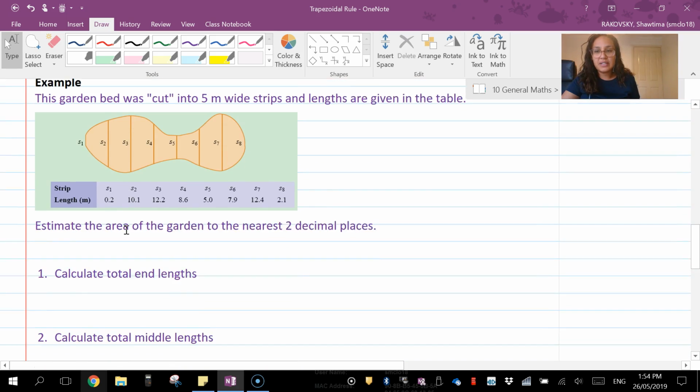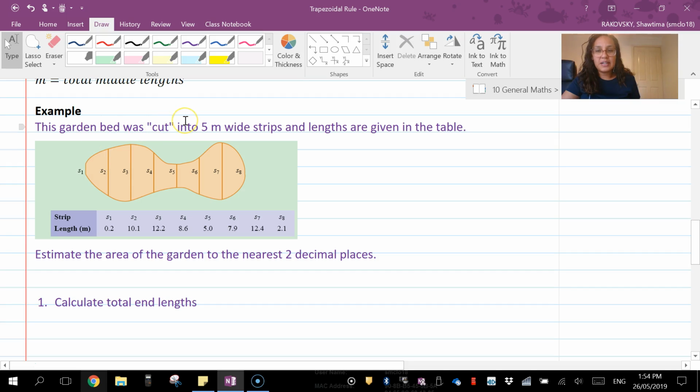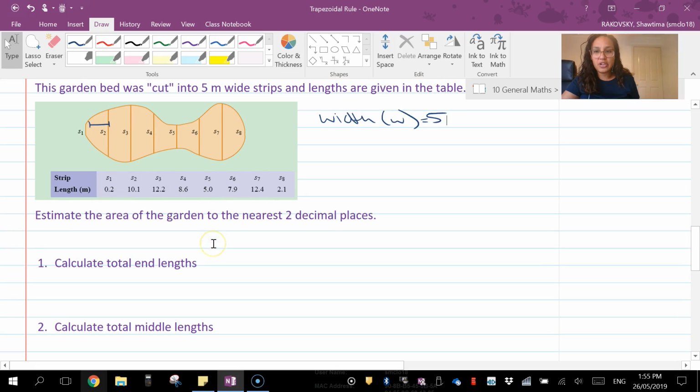Okay, here is our example. This garden bed was cut into 5-meter wide strips, and the lengths are given in the table. Estimate the area of the garden to 2 decimal places. Here we already know that W is going to be 5 meters. Each one of these strips is 5 meters wide, so W equals 5.